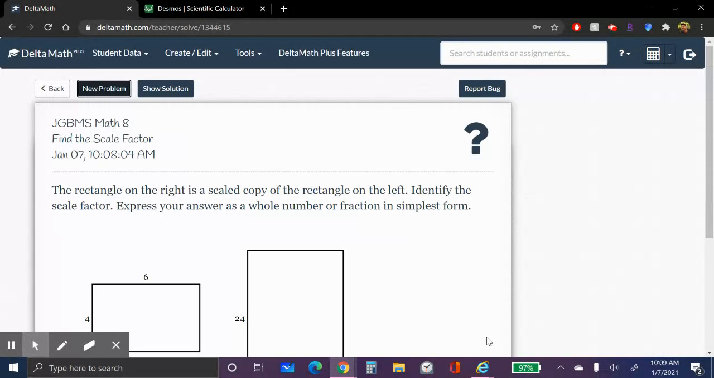So we have this dilation in this problem, and we're going to find the scale factor. We're going to see how much it is dilated. The rectangle on the right is a scaled copy of the rectangle on the left. Identify the scale factor.